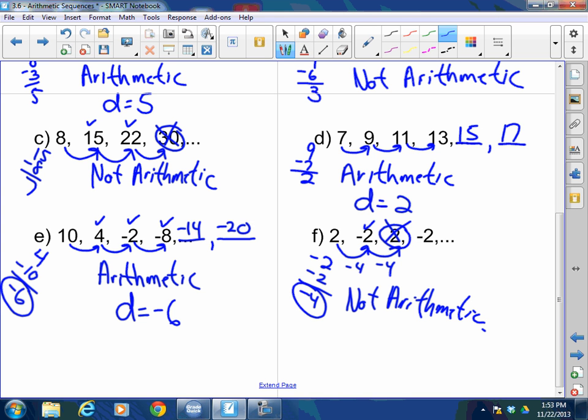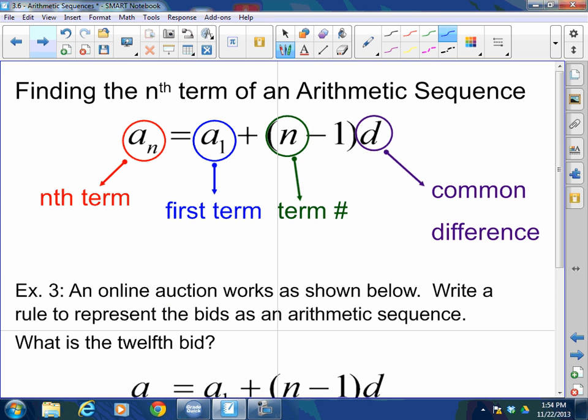So it's pretty easy. You subtract the first term from the second term to find your potential common difference. Then you test that common difference. If it works, bingo, you got it. If it doesn't, got to go back to the drawing board, okay? It's not arithmetic then.